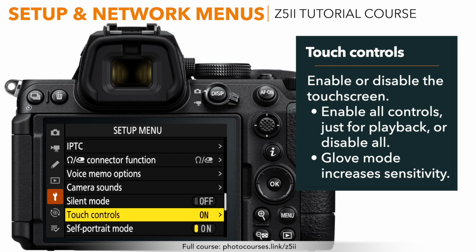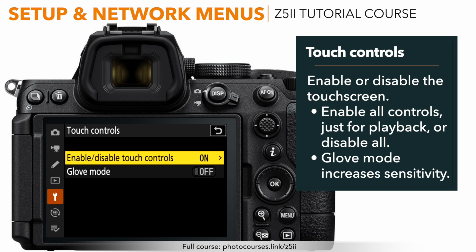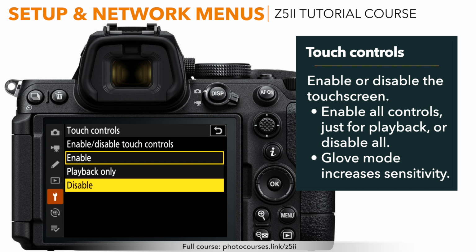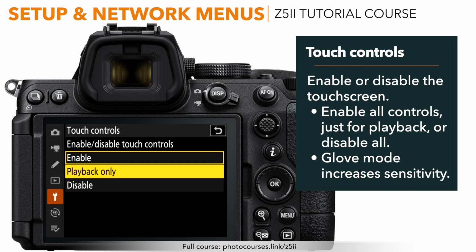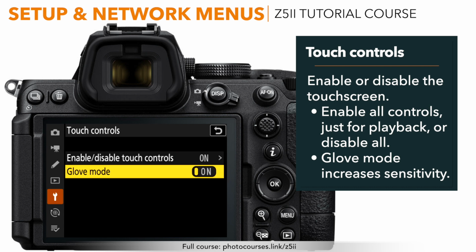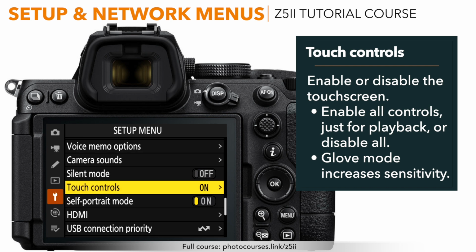You can activate the touch screen for various controls in Touch Controls. If you ever find this to be a nuisance or you don't like using it, you can disable it by selecting Disable. You can have touch controls on all the time or only on for playback mode, allowing you to zoom in and navigate between photos. And if you turn on glove mode, it's going to make that touchscreen twice as sensitive, which can help if you're trying to use it while wearing gloves.